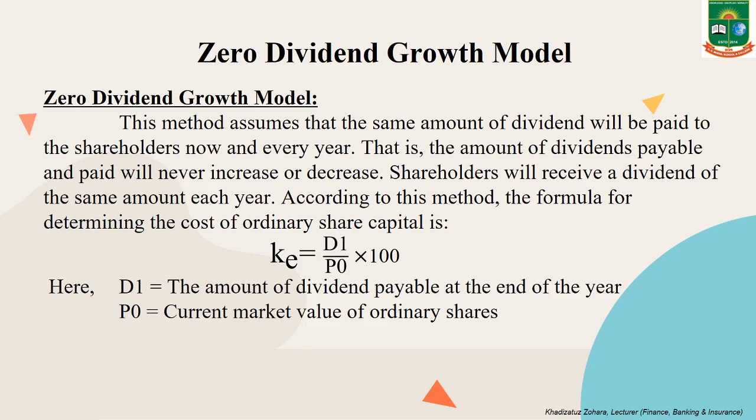According to this method, the formula for determining the cost of ordinary share capital is KE equal to D1 by P0 into 100. Here, D1 means dividend at the end of year 1, or the amount of dividend payable at the end of the year. And P0 means price at year 0, or the current market value of ordinary shares.